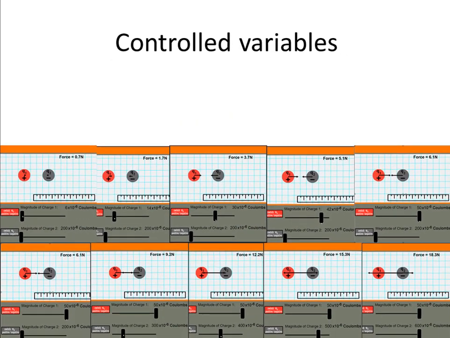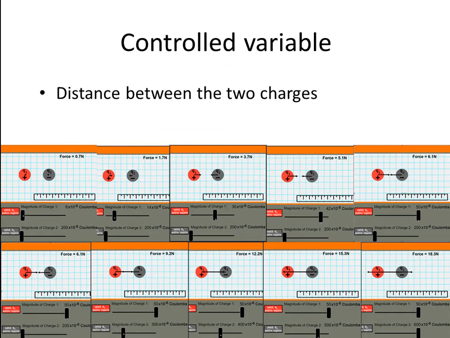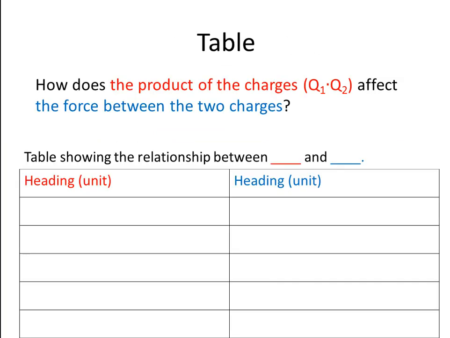So what must be kept controlled between all of these treatments? The distance between the two charges. And we're going to keep that at 4 meters. So if that is now our question, how does the product of the charges affect the force between the two charges? What should the heading of our table be? And what should the heading of each column in the table be? Pause until you've done that yourself.